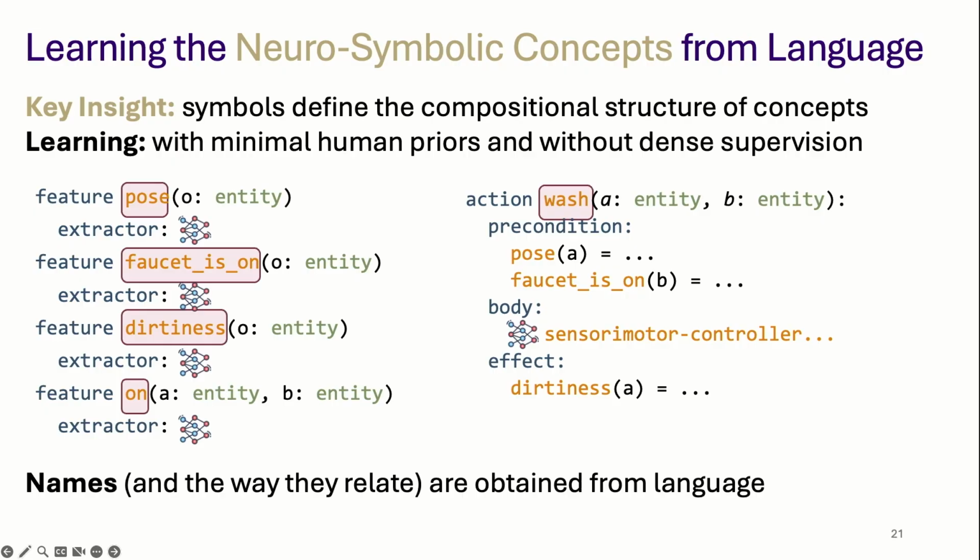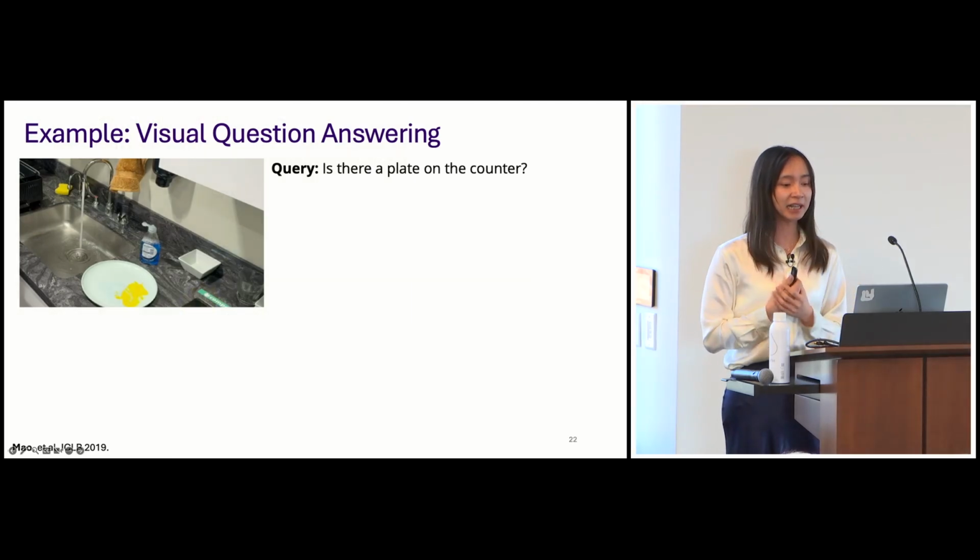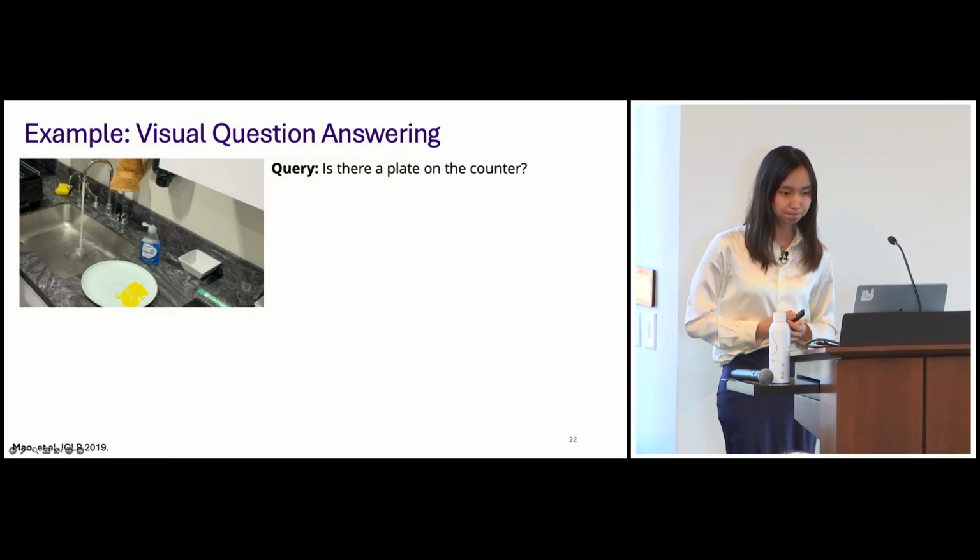So in the following, I'm going to concretely ground those ideas in a particular example of visual question answering. This is some work that I did during my undergrad almost 7 years ago. So this is by no means a state-of-the-art approach to the visual question answering problem. But this kind of work really shows what I mean by neuro-symbolic concepts and some of the basic ideas of how to learn them from language data.